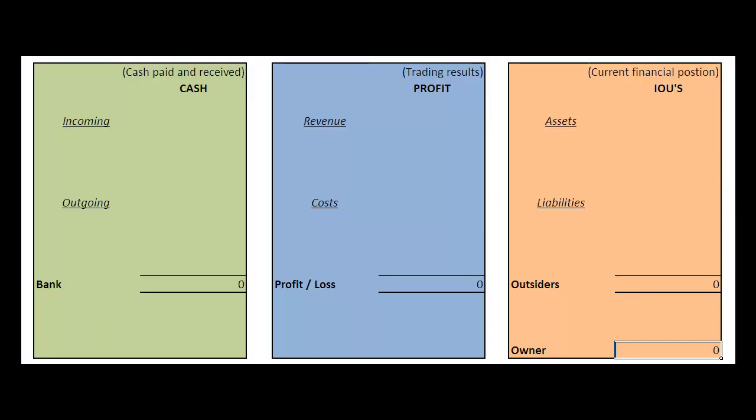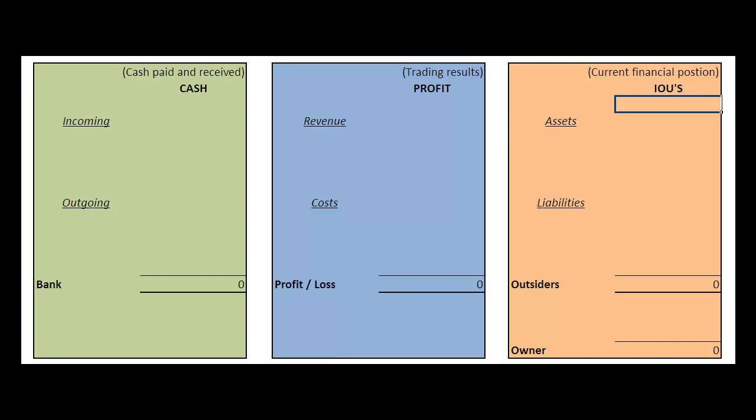To do so, we're going to keep three records. We're going to keep a cash record, a profit record, and what we're going to call at this stage our IOUs. The cash record will be all of our cash paid and received. The profit will be our trading results, and the IOUs will give us our current financial position.